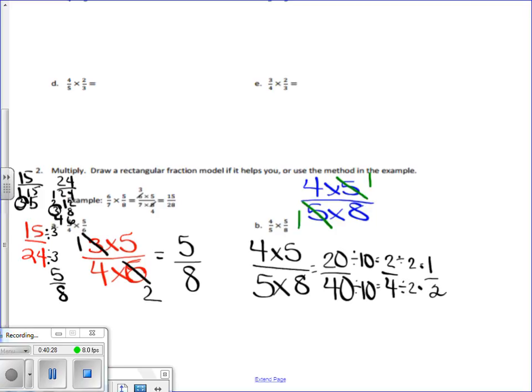Okay? I can also do 4 and 8. 4 and 8 have 4 in common. 4 simplified by 4 is 1. 8 simplified by 4 is 2. 1 times 1 is 1. 1 times 2 is 2. And I just saved myself all this work.